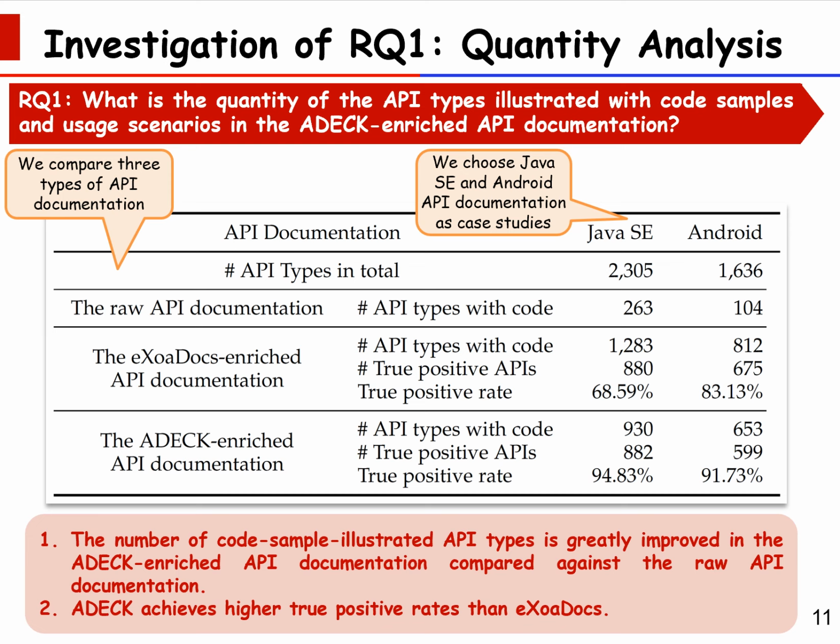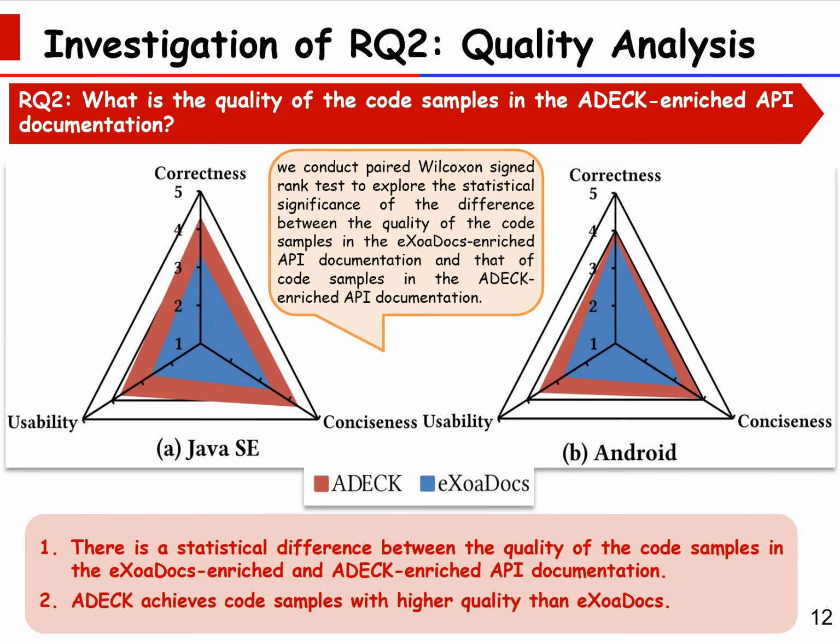API documentation. The 2 figures show the average evaluation scores on the quality of the code samples in the Xdocs-enriched and DAC-enriched API documentation. We can see that the quality of the code samples in the DAC-enriched API documentation is higher than that of code samples in the Xdocs-enriched API documentation.